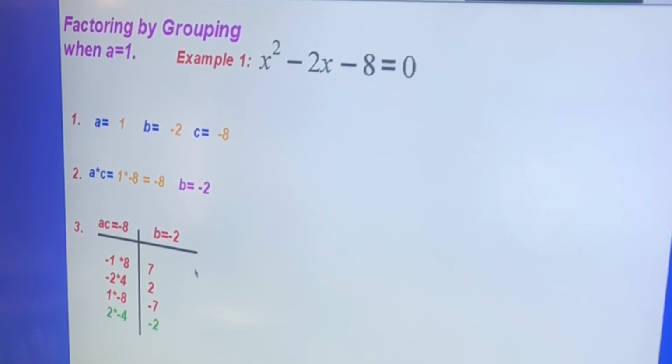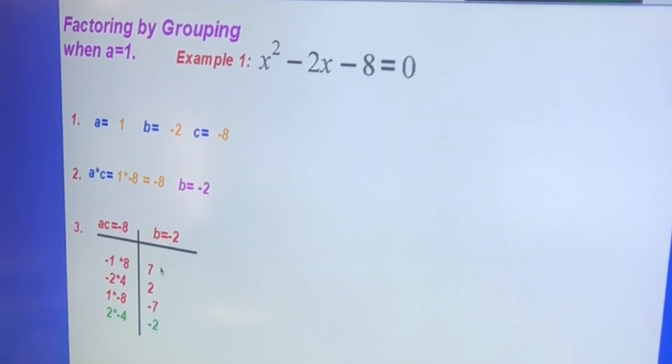Step 3 asks for us to create a t-chart where I have AC in the first column equal to negative 8 and B in the second column. Now these values that you see here, negative 1 times 8, negative 2 times 4, 1 times negative 8, and 2 times negative 4, these are all called the factors. We find the factors by doing simple elementary school division. 8 divided by 1 returns 8, okay? I can't do 8 divided by 3, it returns a decimal, so that's not a factor. So these are all of the factors, and as you see, because B is negative and AC is negative, one value is negative here, and then I made my high values negative here. So go ahead and try to see how I did this chart, okay?